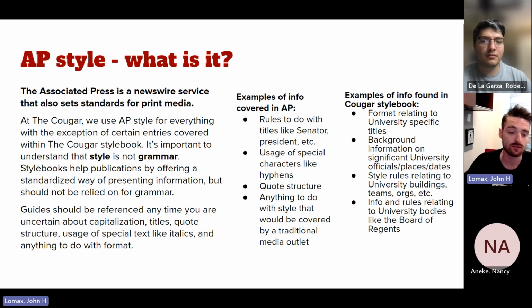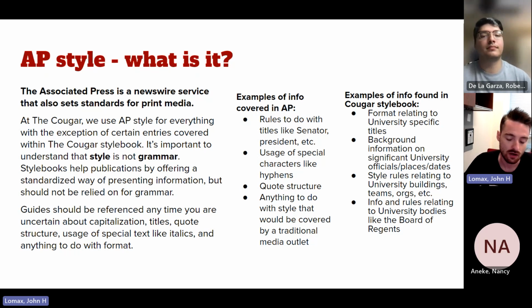But in addition to the AP style book, we also have what's called the Cougar style book. If something is vague in the AP style book, the Cougar style book will give a little bit more clarity. And we do have some slight differences from AP style that are covered in the Cougar style book, like when referring to the university, doing UH on first reference instead of spelling it out.